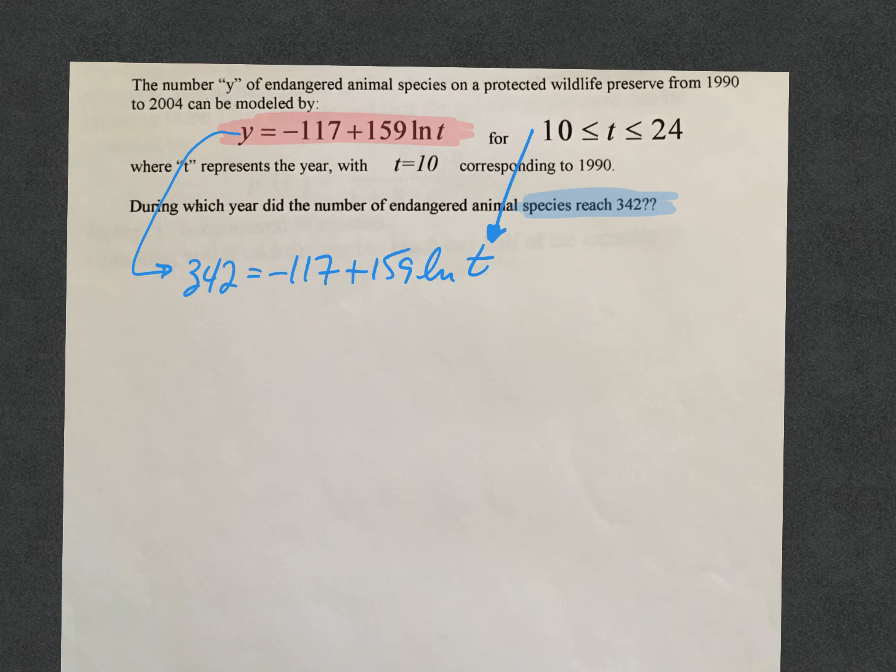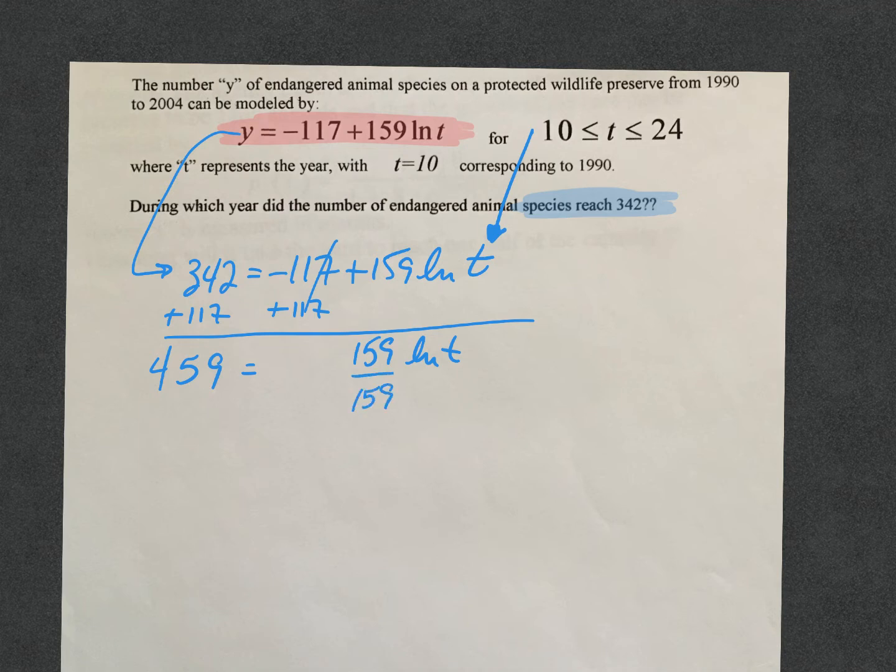What we can do is move the negative 117 to the other side by addition. So we add 117 to the other side. What do we get there, guys? 954. We get rid of times 159 by dividing. So we'll have the ln of t. And since this isn't going to turn out exactly, I'll use a decimal just to ballpark that. So 459 divided by 159 is approximately 2.887.